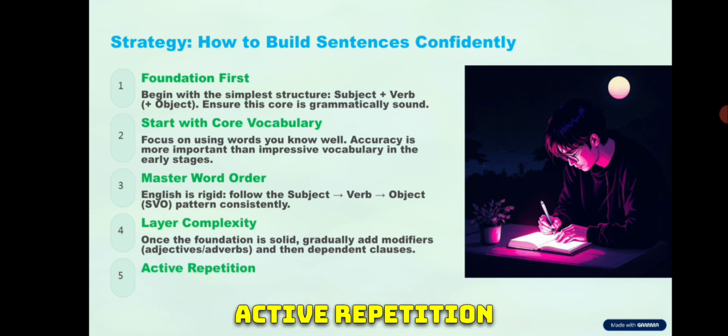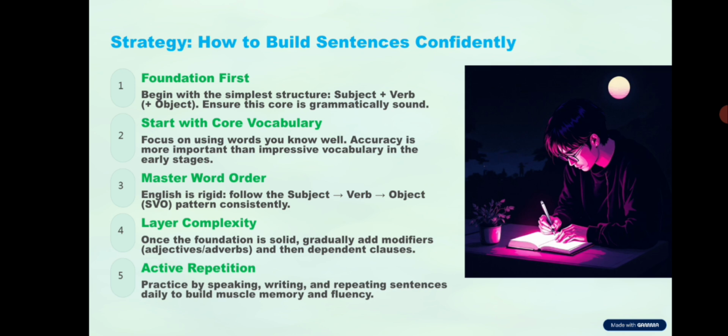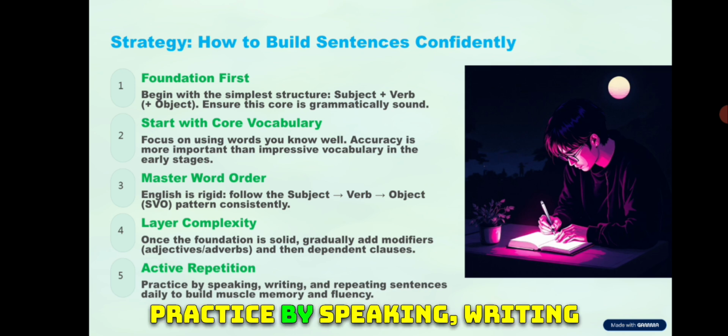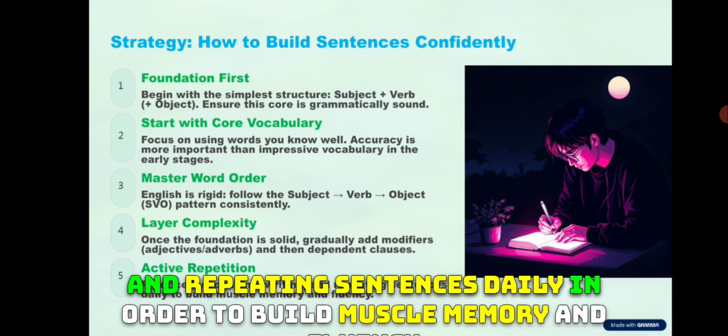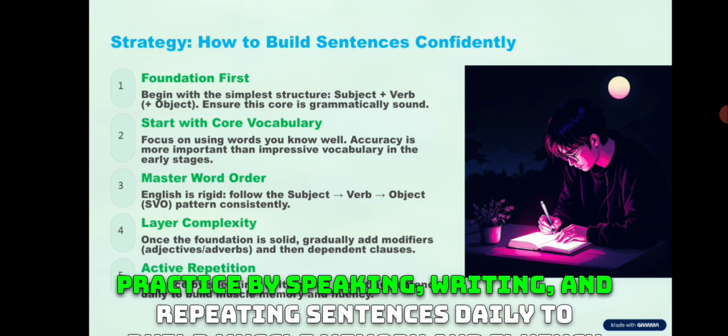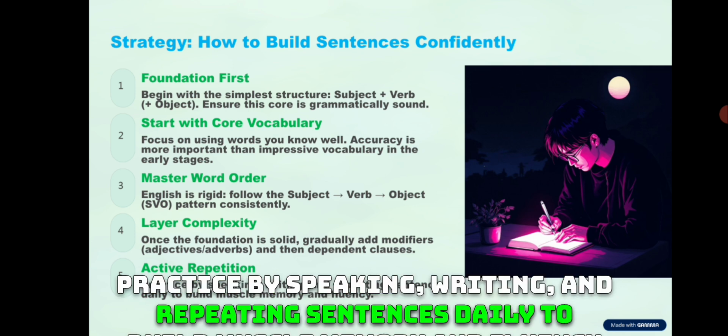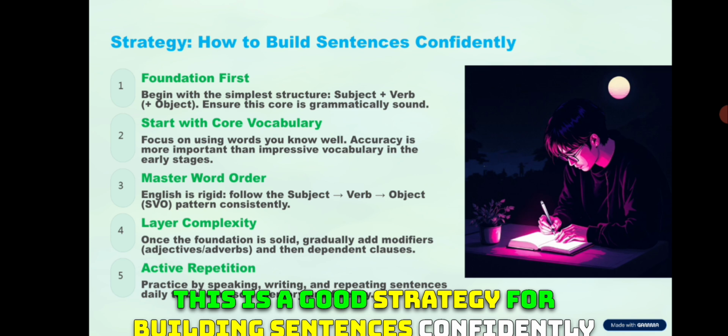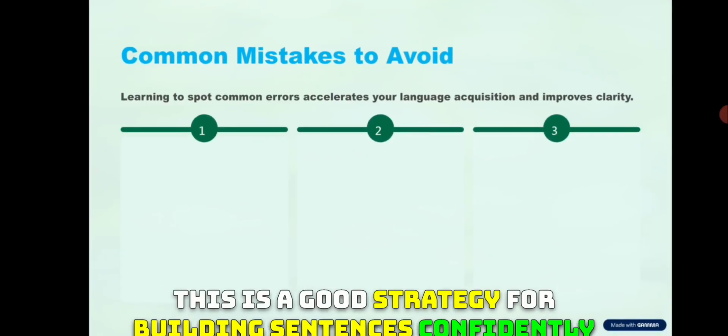Active repetition. Practice by speaking, writing, and repeating sentences daily in order to build muscle memory and fluency. This is really important. This is a good strategy for building sentences confidently.